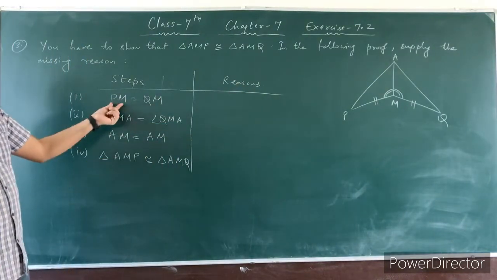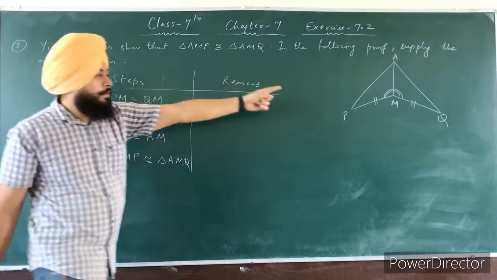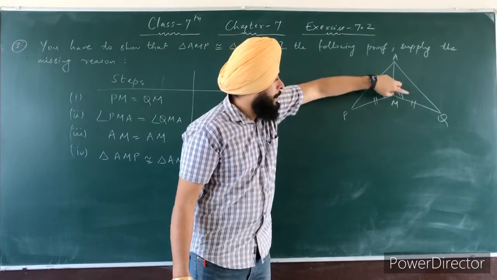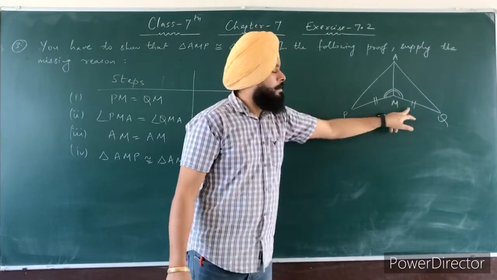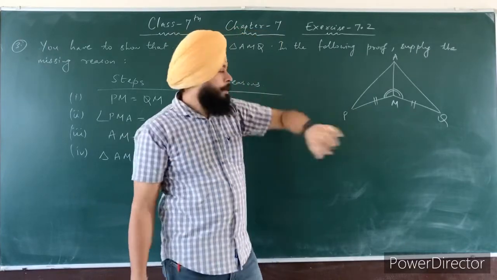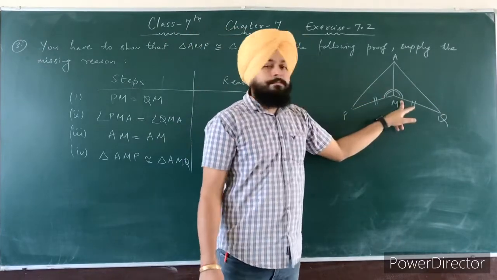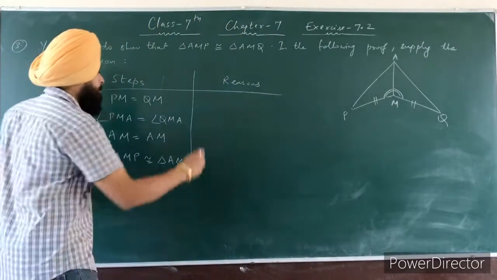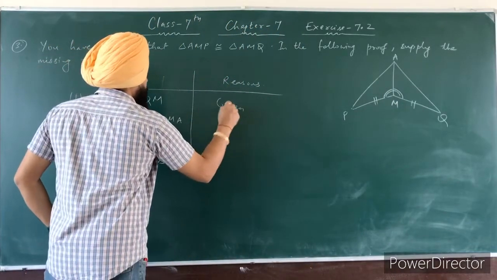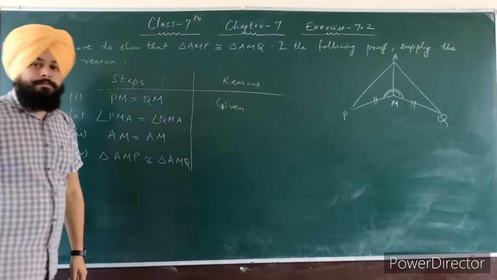So first is PM is equal to QM. You can see here this is PM and this is QM. You can see here the mark which is of equality. So PM is equal to QM. And the reason is what? It is given. The reason is given.